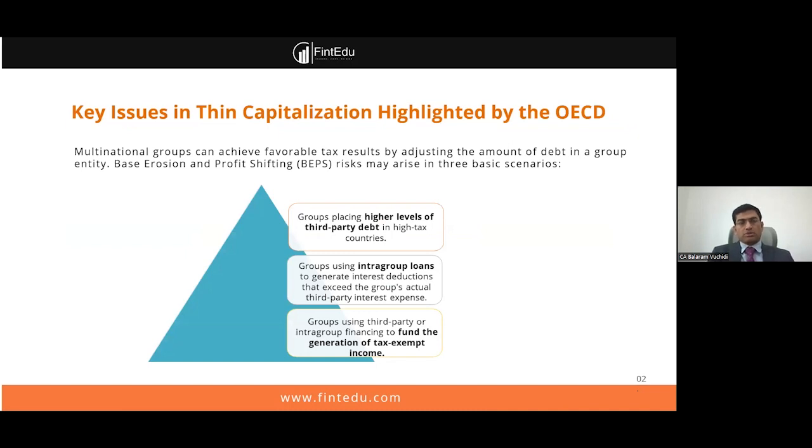Further, the key issues with respect to this. So the OECD has brought in and talked about this. We touched base on this in the previous slide also, but how these arrangements have been done is that groups place a higher level of third-party debt in high tax countries. They borrow the funds from third parties in the countries where the tax rate is higher and try to move these funds to another company which is part of the same group and where the tax rate is lower.